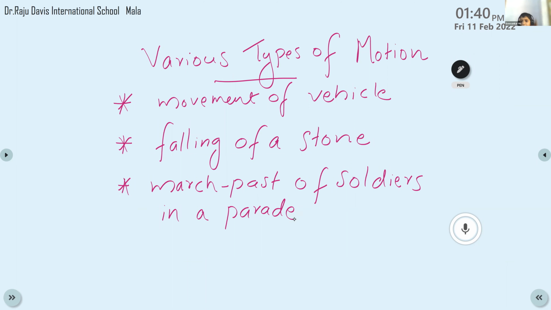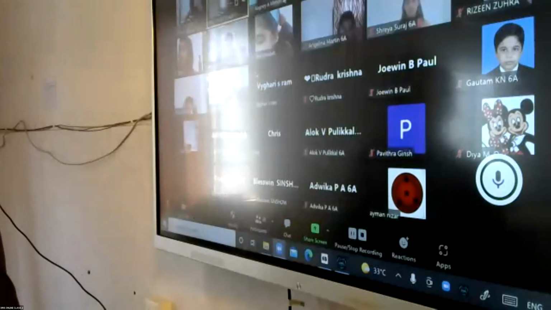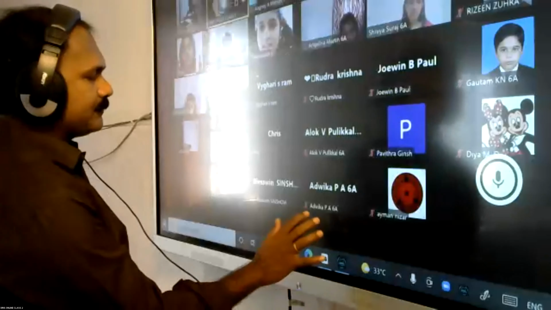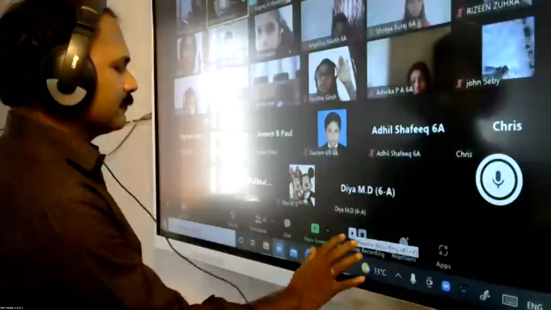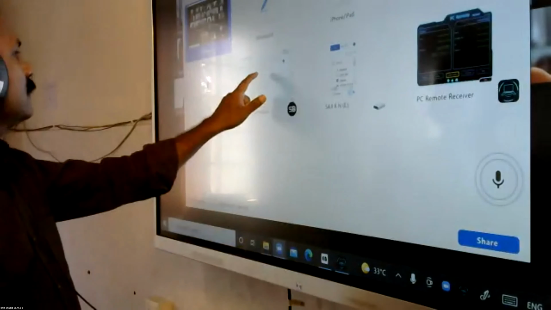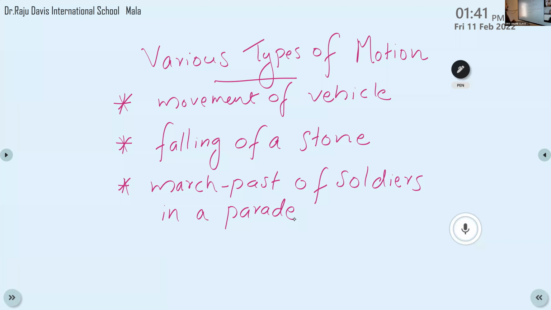Moving of an asteroid. What kind of motion is this? Rectilinear motion, straight. We have studied this. I already told you: movement of a vehicle, falling of a stone, and march past of soldiers in a parade.